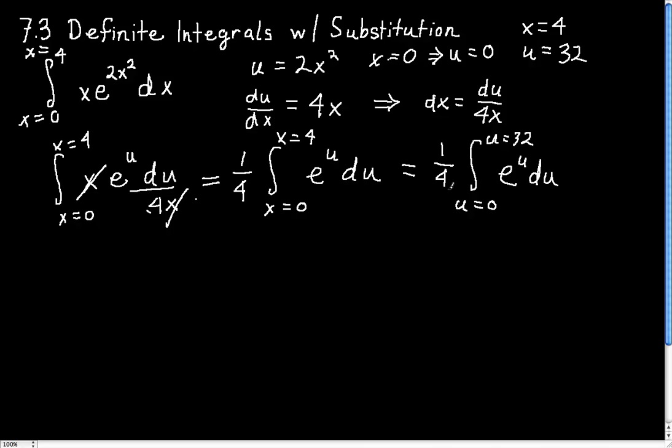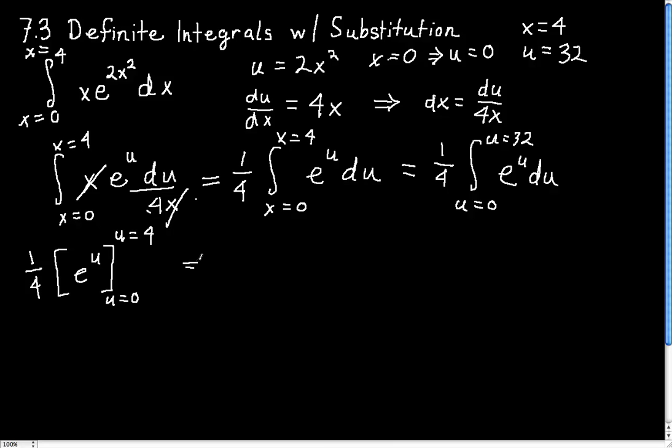Now, what I have here is I've eliminated x from this integral entirely. I can just evaluate this integral by itself. So let me go ahead and do that, and then I'll show you the other method. So I have 1/4 times, what is the antiderivative of e to the u? It's just e to the u. And then when I evaluate at my endpoints, according to the fundamental theorem of calculus, I'm going from u equals 0 to u equals 4.